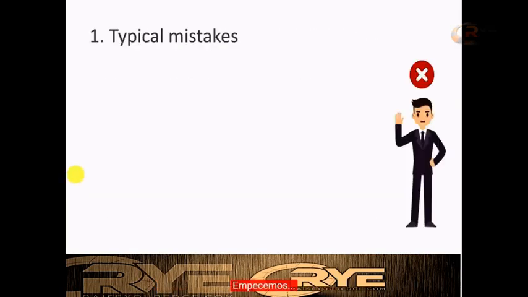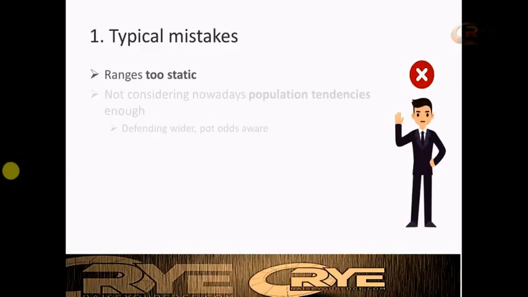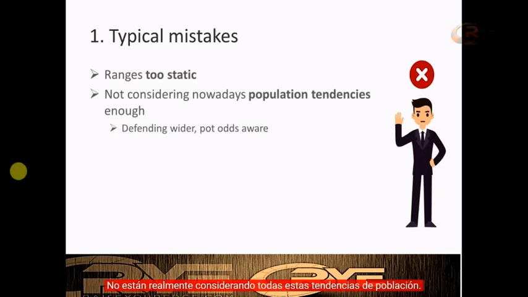So let's crack into it, and I'll show you some typical mistakes people make these days. Their ranges are too static. This is basically just playing their ranges no matter how the table looks, no matter what the table lineup is, no matter what kind of players are sitting behind. They're just raising their ranges and not really adapting based on the lineup. They're not really considering today's population tendencies.